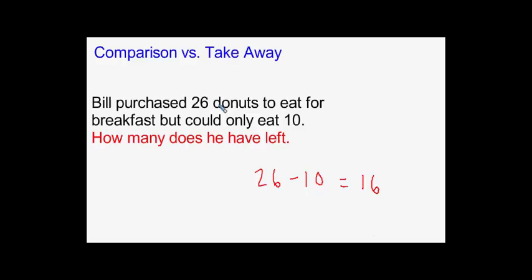One helpful hint is if it's a comparison problem, you typically would have two different things that you were comparing, such as two different people, or two different locations, or two different things. In this problem, you do not really have two different things. The 26 represents the number of donuts that Bill purchased, and the number 10 represents the number of donuts that Bill ate. So since the 26 and the 10 represent the same thing and the same person, this would not be a comparison problem. We are simply taking away the 10 donuts that he ate from the 26 that he purchased. So this particular example would be a takeaway problem.